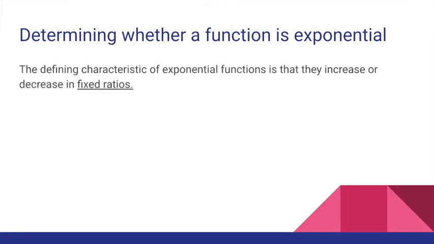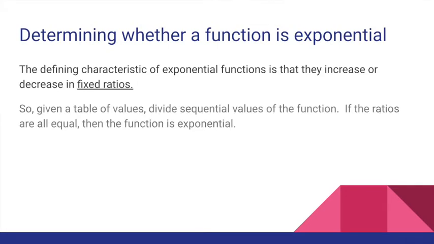So the defining characteristic, or the key characteristic, of exponential functions is that they increase or decrease, I should say, in fixed ratios. So it's as if, as you go along through the x's, you're multiplying by the same value every time. So one of the things that you'll be asked to do is, given a table of values, you can take two sequential values and divide them and see if what you get is the same throughout the table.